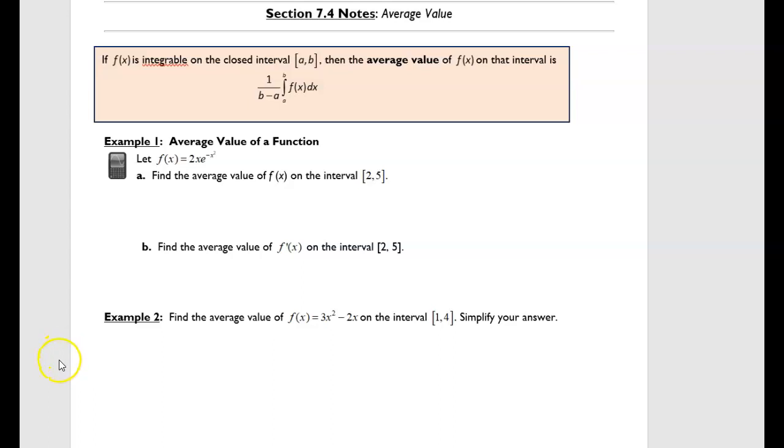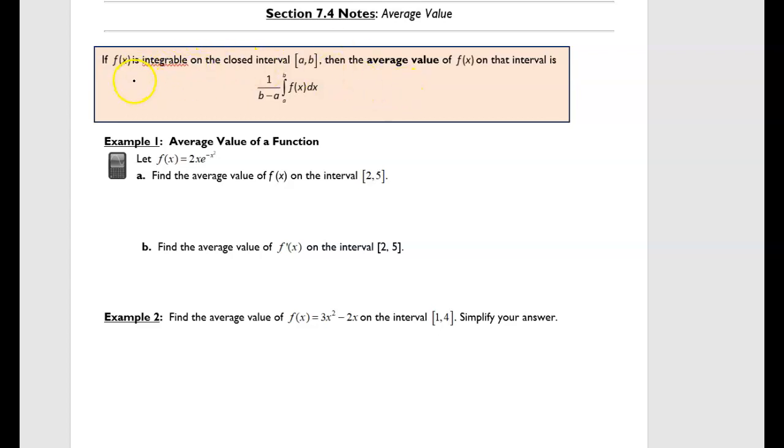In section 7.4, we'll be discussing average value. So if you think about how to find the average of a set of numbers, just like from a previous math class, you add up all the numbers and divide by the number of numbers that you have. It's the same idea here, but a little bit more complex.